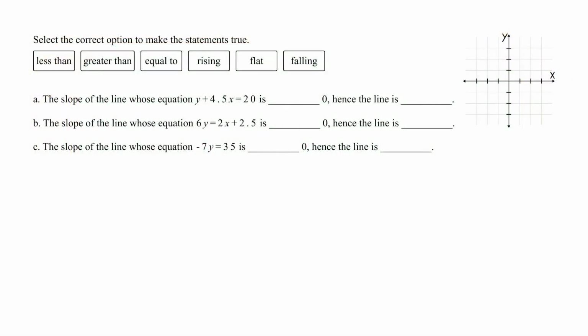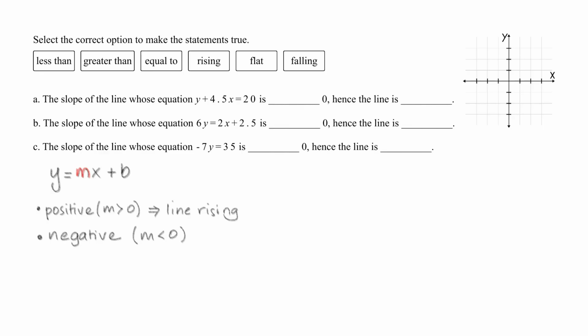Let's have a look at this question. To solve these quickly, equations need to be in slope-intercept form, y equals mx plus b. In this form, m is the slope, and it will tell us exactly what the line is doing. If m is positive, where m is greater than 0, the line is rising. If m is negative, where m is less than 0, the line is falling. If m is 0, the line is horizontal.